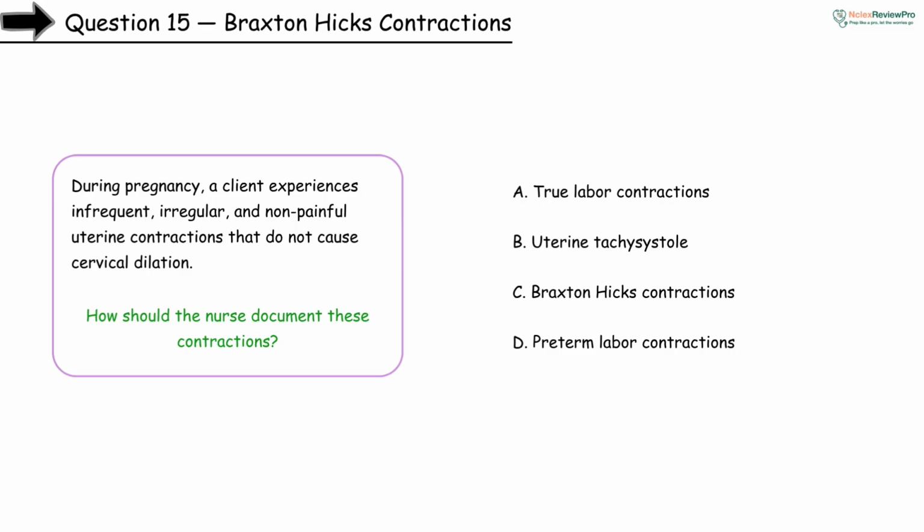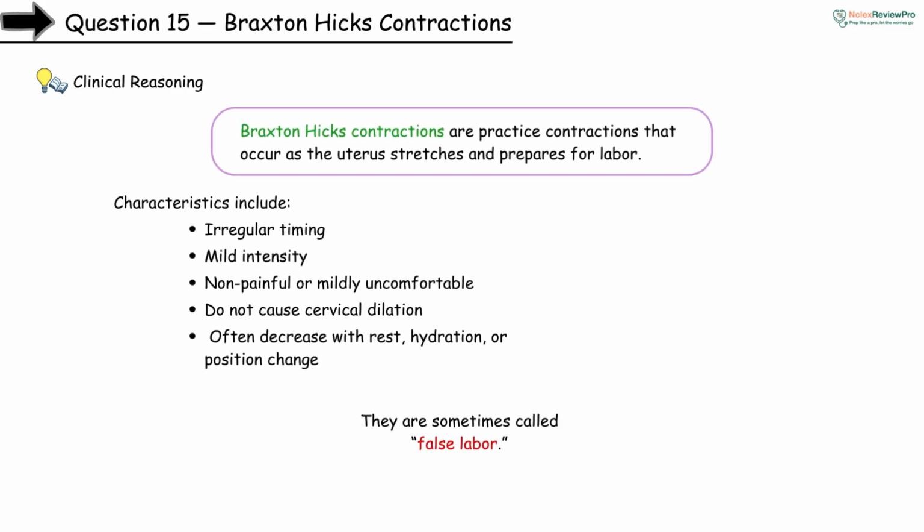The correct answer here is option C. Let's break down why this is correct. These are classic features of Braxton-Hicks contractions. They are irregular, mild, and do not cause any cervical change. They are essentially practice contractions as the uterus prepares for labor. You'll often see that they decrease with rest, hydration, or a change in position. So when you see irregular plus no dilation, think false labor.